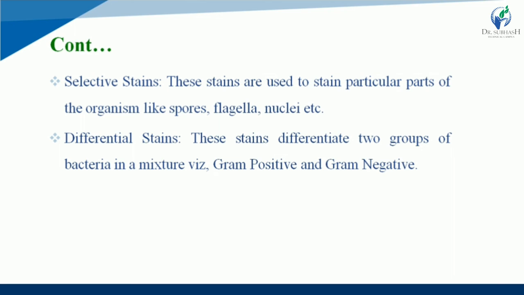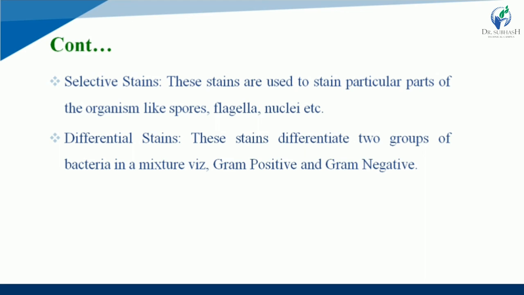Next is selective stains. What are selective stains? These stains are used to stain particular parts of the organism, like spores, flagella, nuclei, etc. According to their name, this type of stain is particularly used to stain selective parts of an organism like spores, flagella, nuclei, etc.